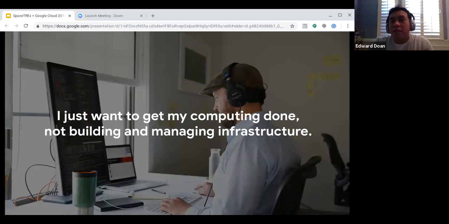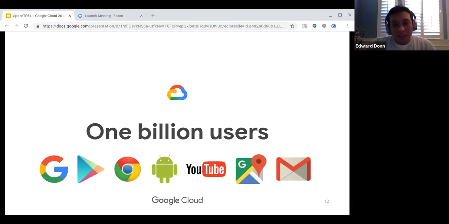So yeah, just getting your computation done, not building and managing infrastructure. Very relevant to space tracks. I don't think you get any value out of building and maintaining clusters. You get value out of launching stuff, making observations, and then writing incredible discoveries that I myself, as an amateur space geek, love reading about on space.com. So, just things to go through quickly: 1 billion users across Google's products. The reason we did Google Cloud is because we want to take the same infrastructure that powers YouTube and Gmail and search and Google Maps and share that powerful infrastructure with the world.